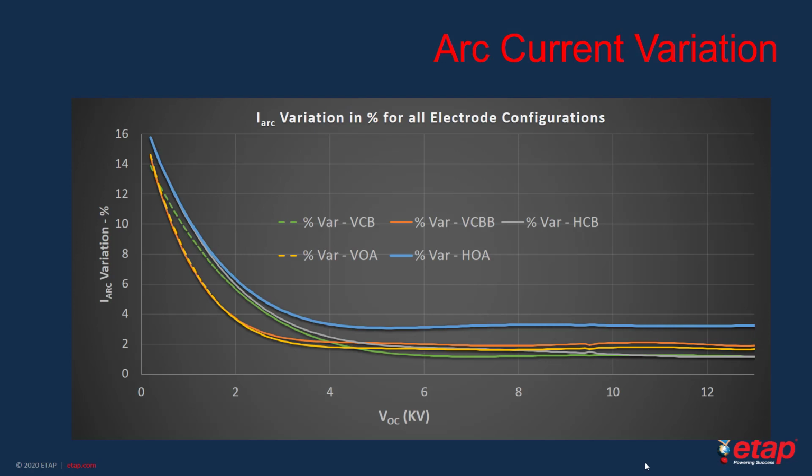Another factor, or another source of variation, which is automatically considered by the C area plot algorithm is the arc current variation. Because of the positioning and orientation of the electrodes in the configurations that I mentioned earlier, the arc current can vary significantly. In particular, in low voltage equipment, the variation can be as high as 15%, and in medium voltage, the variation can be as high as 3.5 to 4%. The variation is automatically accounted for in the C area plot algorithm.